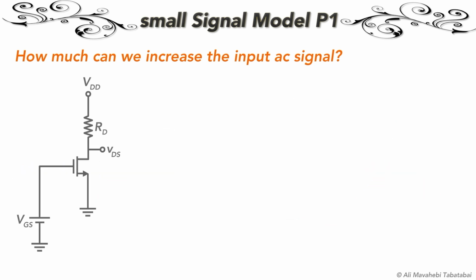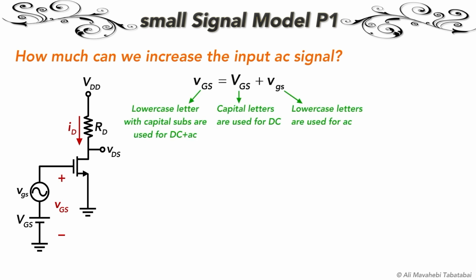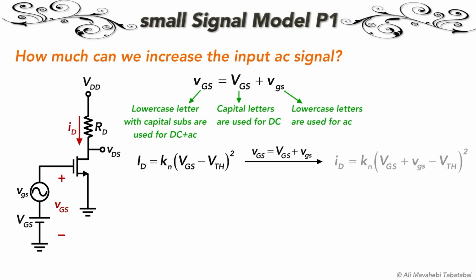We have a MOSFET which is biased with a constant VGS voltage that is applied to the gate of the transistor. Let's also apply an AC signal vgs to the gate. So the total gate-to-source voltage is the sum of these AC and DC voltages. This is the equation of the drain current in the saturation region. By applying AC and DC voltages to the gate, the drain current will also consist of AC and DC components. Let's expand this equation.